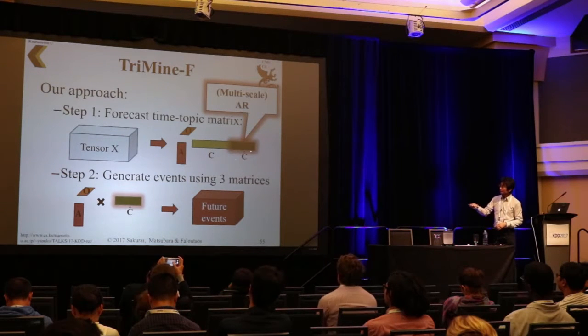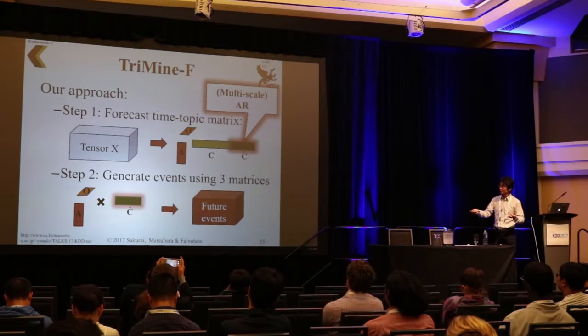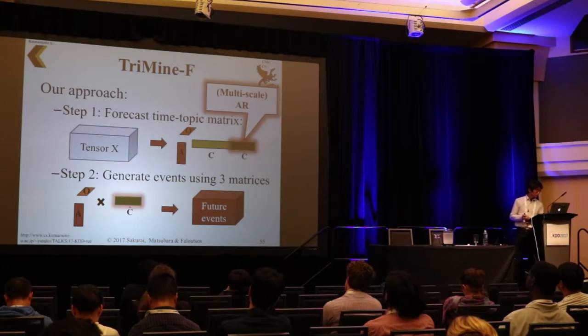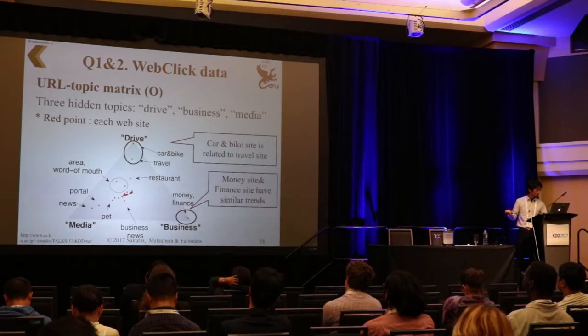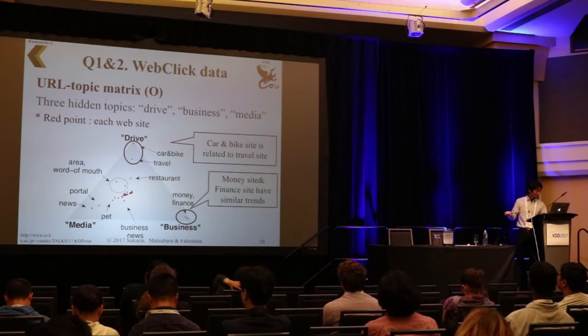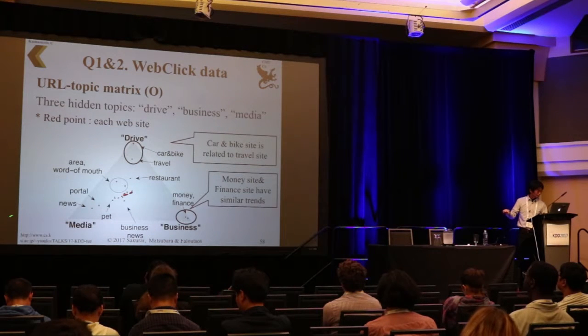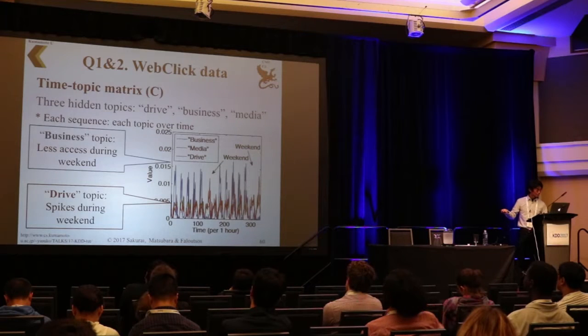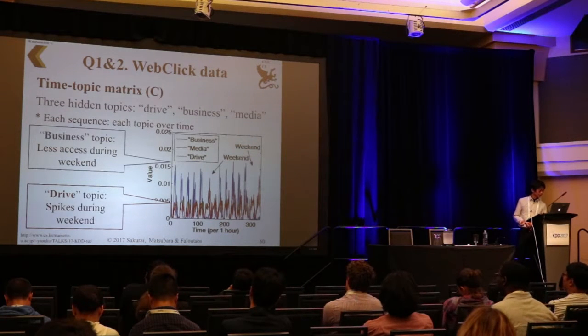After that, we use the future time vector, user information and URL information, and then create future events, which is the output of this method. This is the URL topic matrix. For example, car and bike sites are related to driving, or money sites and finance sites have a similar trend. The same happens with the users. And this is the time topic matrix.